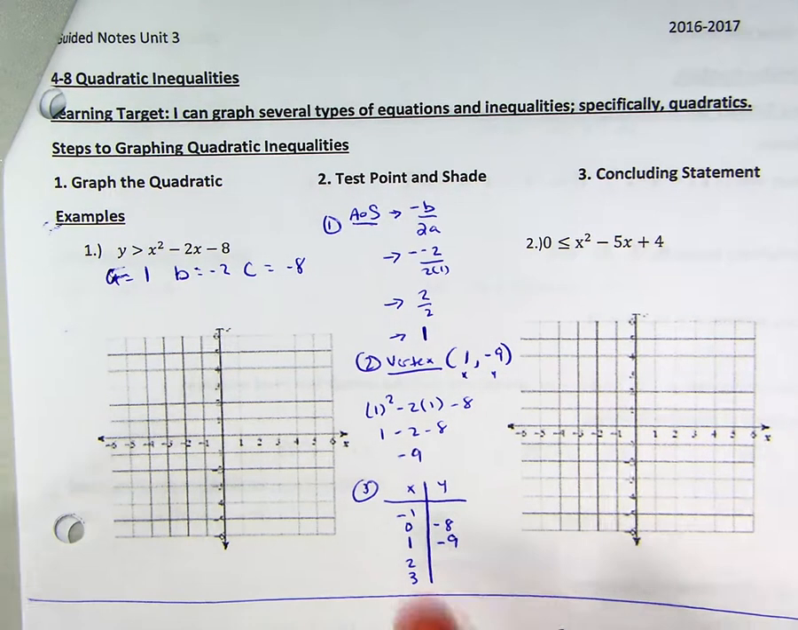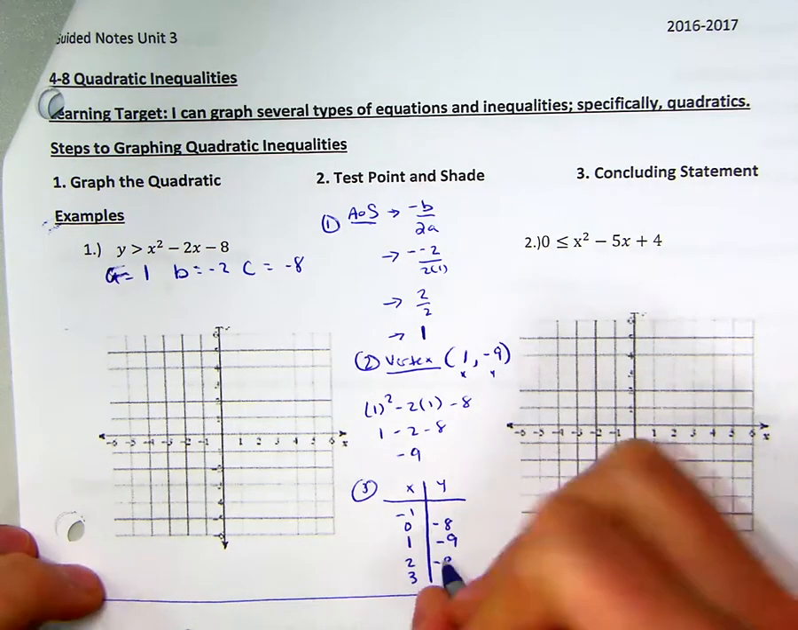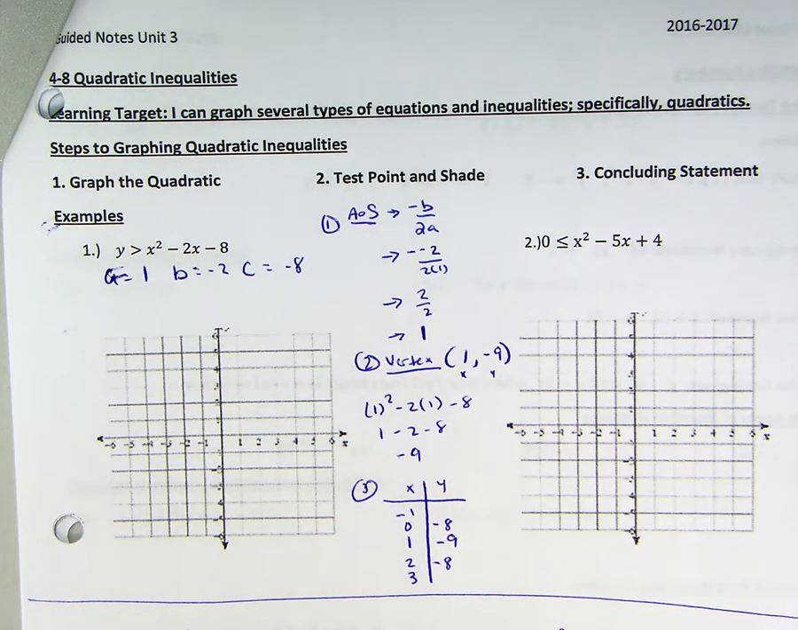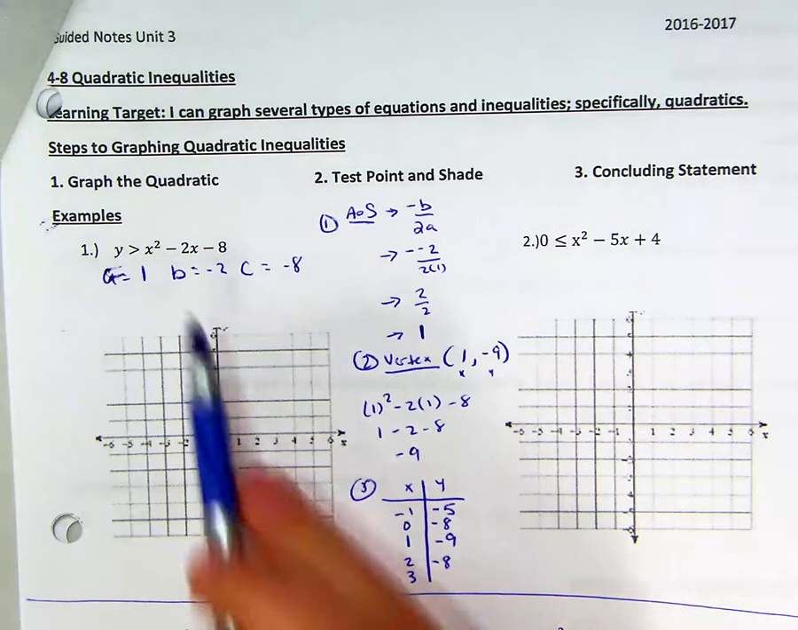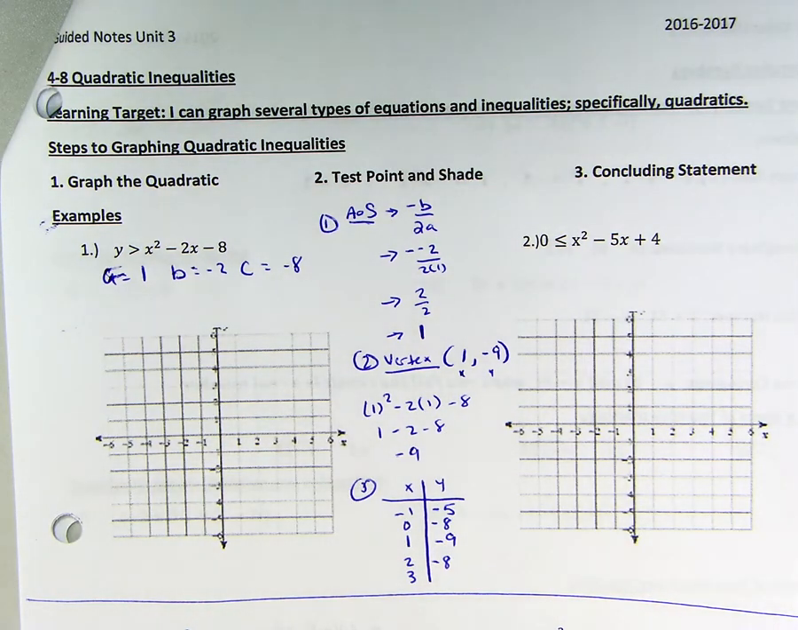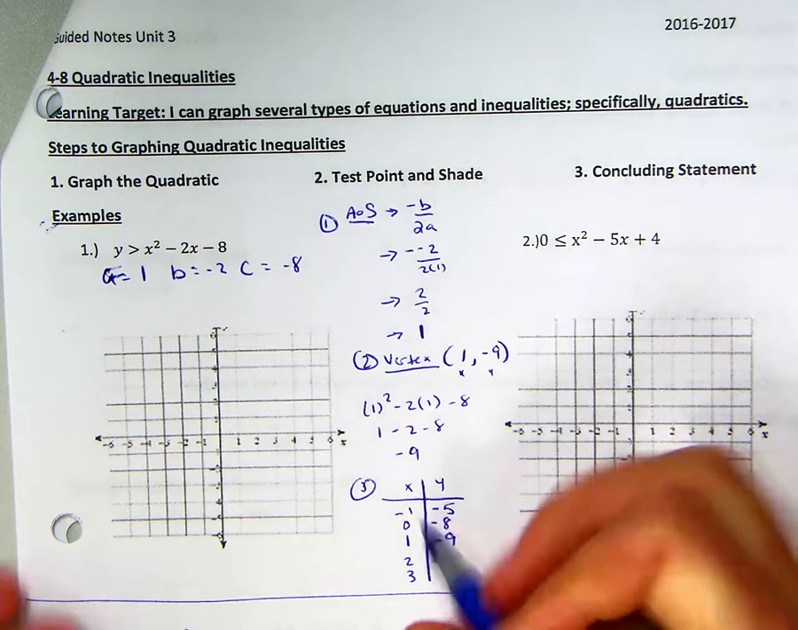Notice again, remember, this 2 is going to be the same thing. So we get 2 squared is 4, minus 4, and then we have -8 again. And then we have -1 squared, which is 1, plus 2 is 3, minus 8 is -5. 3 here. 3 squared is 9, minus 6 is 3. 3 minus 8 is -5.